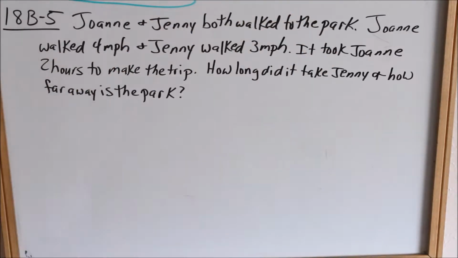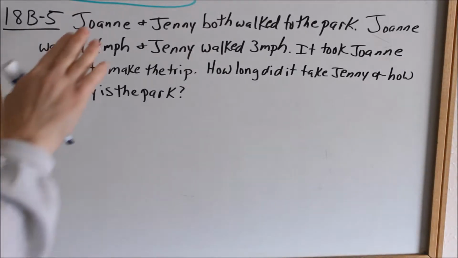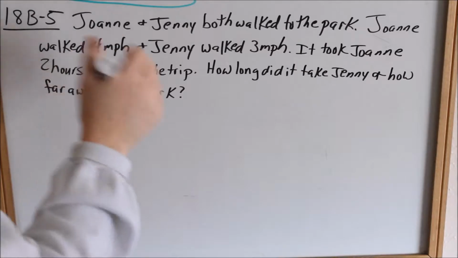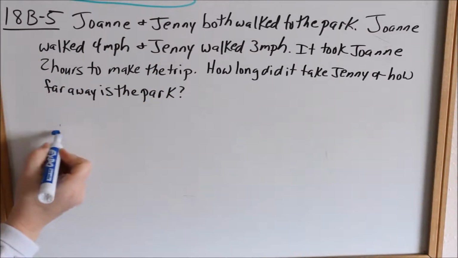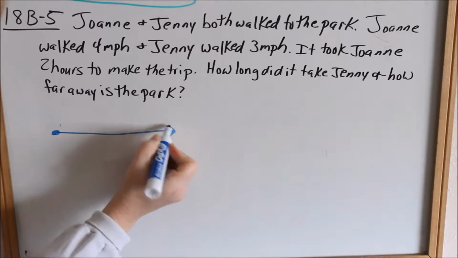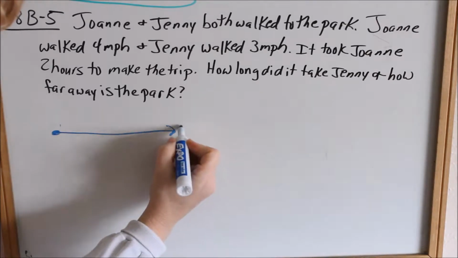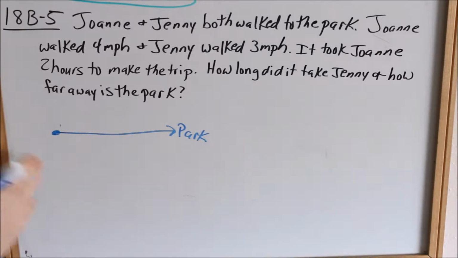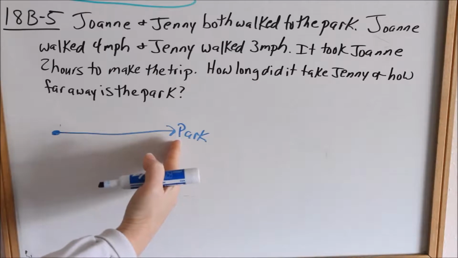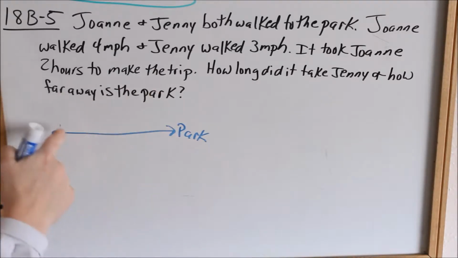Okay, so I'm just going to stop right there and I'm going to draw a picture. We have two people who walked to the park. So they both went the same distance. They both had the same starting spot. They both started here, and then they went like here, and then they both went to the park. So here was the park. So if we can all agree, Joanne and Jenny started at the same place, and they ended at the same place. They ended at the park, so therefore we know that they went the same distance.